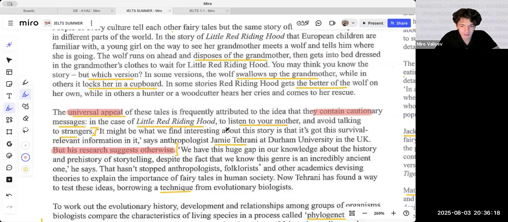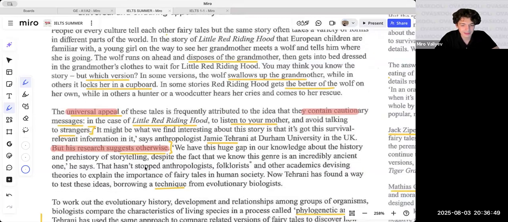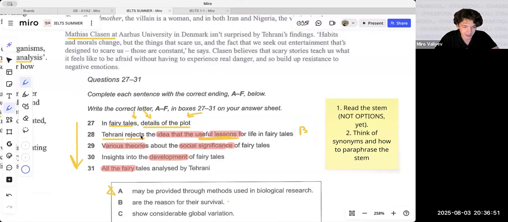But his research suggests otherwise. So it's not because of the cautionary messages. It's not because of that. We are attracted to those fairy tales not because of the cautionary message, right? Because his research suggests something else. So I think that B is matching, but we'll get there.